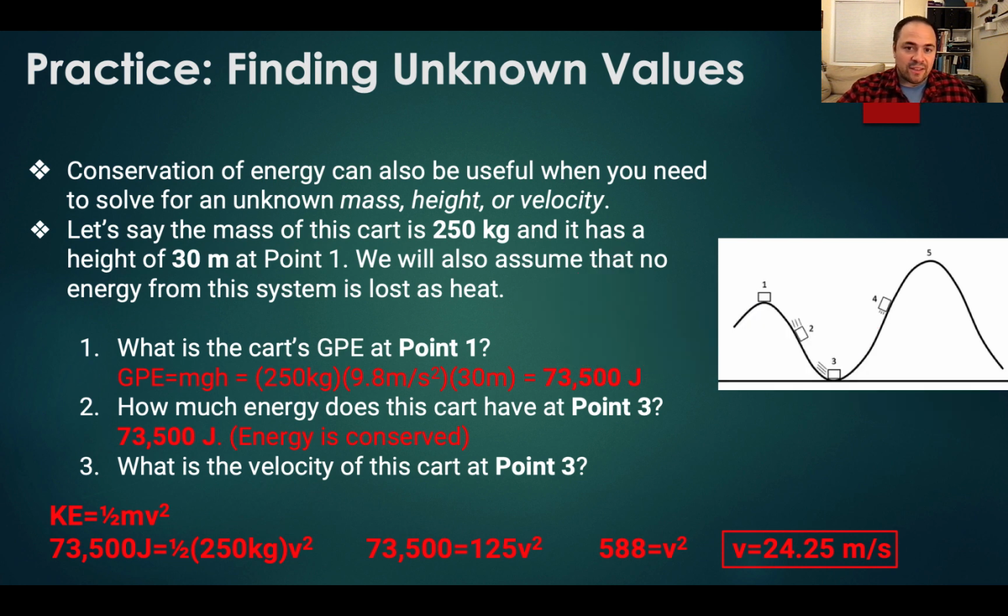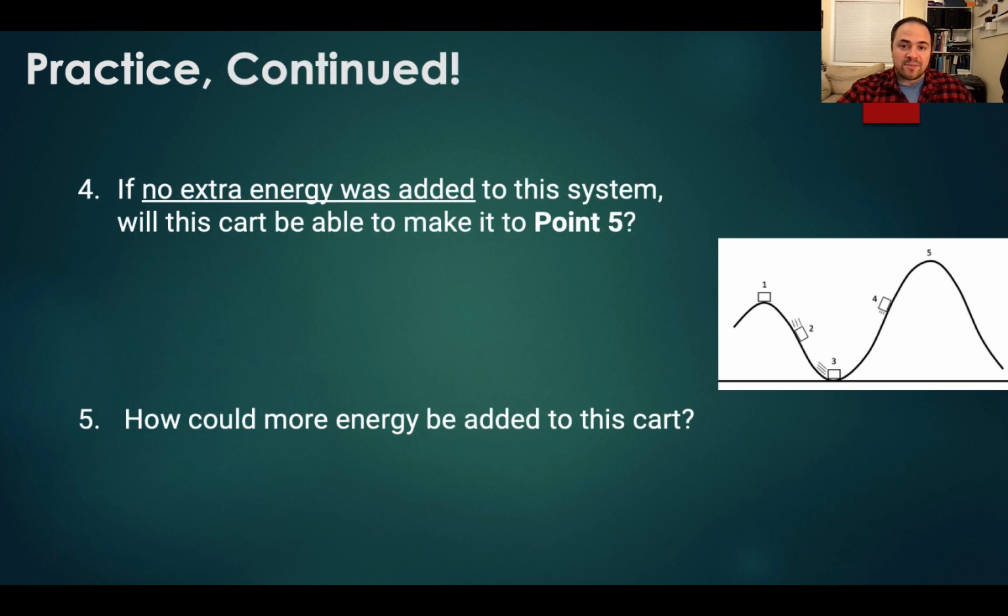Now, in terms of finding the velocity at point 3, this just becomes an algebra problem. Because we know the kinetic energy at point 3, our unknown is velocity, and so we just have to rearrange the formula to solve for the unknown velocity. Here's a few more practice problems. Go ahead and pause, and I will show the answers now.